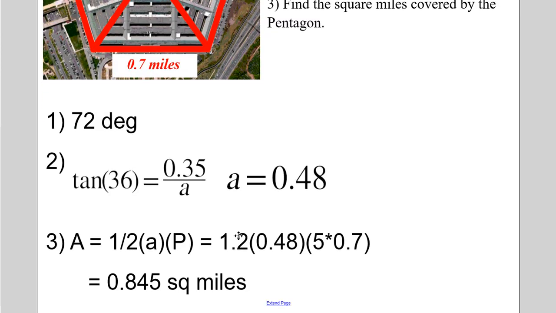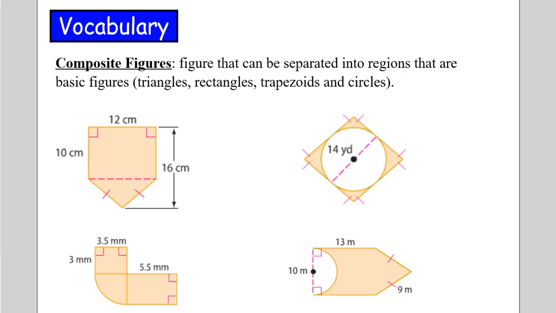And then the total square mileage of the Pentagon is about 1 square mile, 0.845. But that's huge if you think about a mile by a mile. That's a lot of ground to cover. So there you go. That's how many square miles the Pentagon takes up.